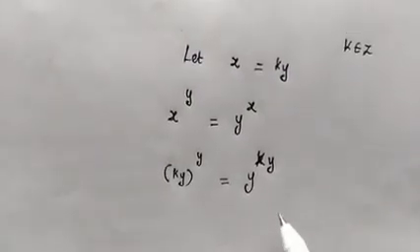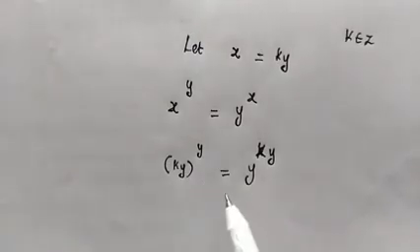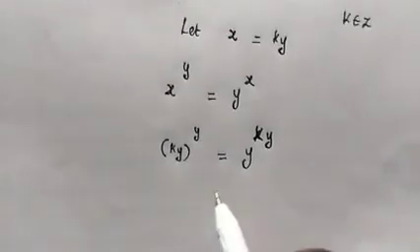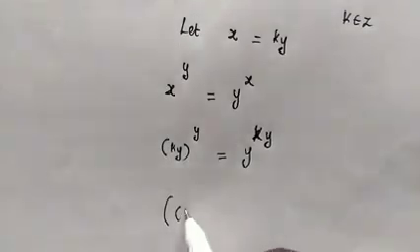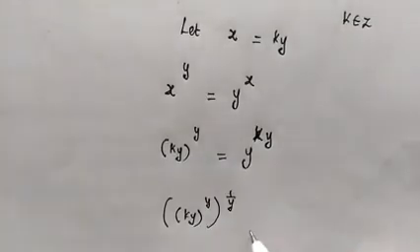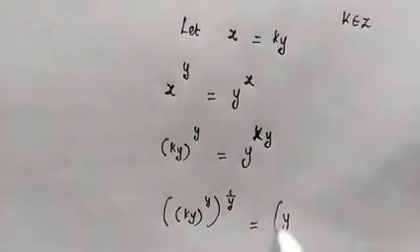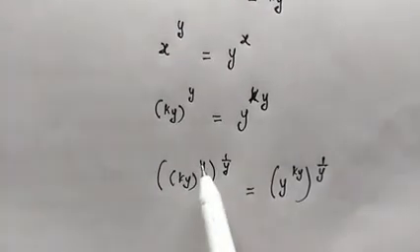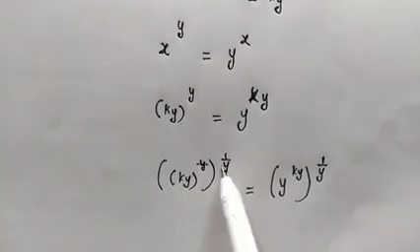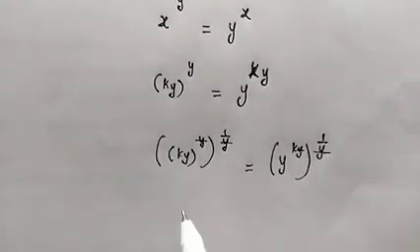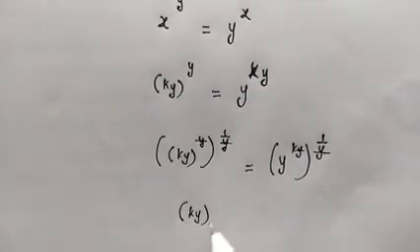Okay, cool. Now we're going to raise both sides to the power of the reciprocal of y to get rid of these y powers. So here we have (k times y) raised to the power of y, whole raised to the power of 1 over y. This is equal to y raised to the power of k times y, raised to the power of 1 over y, right? So we can see something really nice going on. If you multiply these powers together, y will get cancelled with y. So we're going to have ky, right?